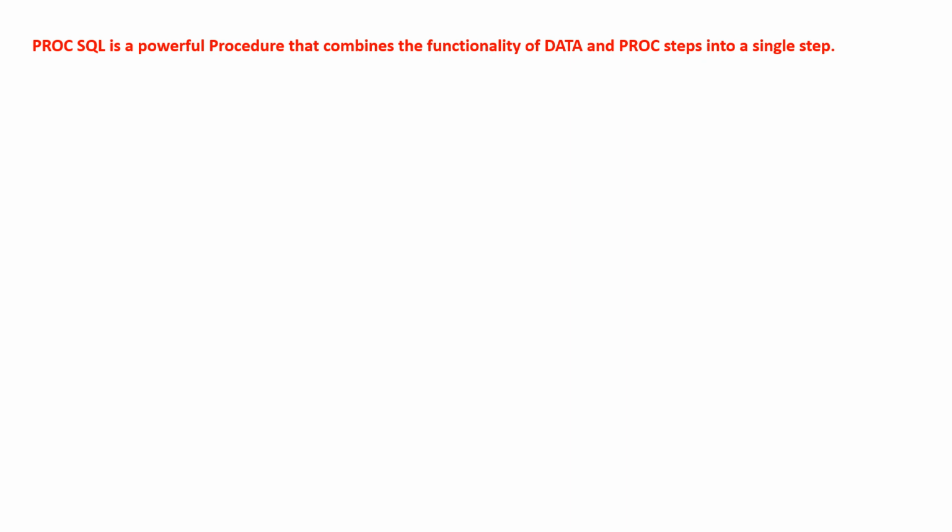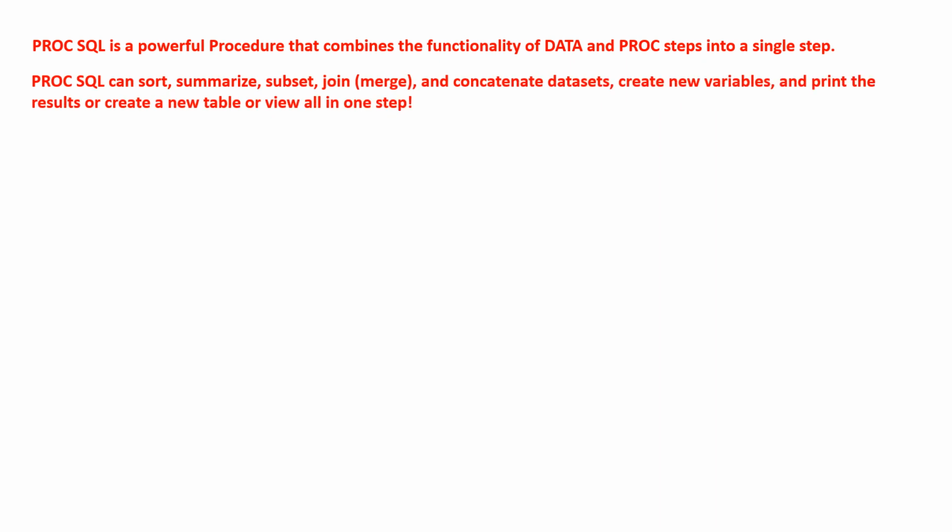Let's look at what all we can do with PROC SQL. It says PROC SQL can sort, summarize, subset, join, which is merge, and concatenate datasets, create new variables, and print the results or create a new table or view all in one step. So these are all the things which can be done using a single thing, which is PROC SQL. This is why it is called a very powerful processor.